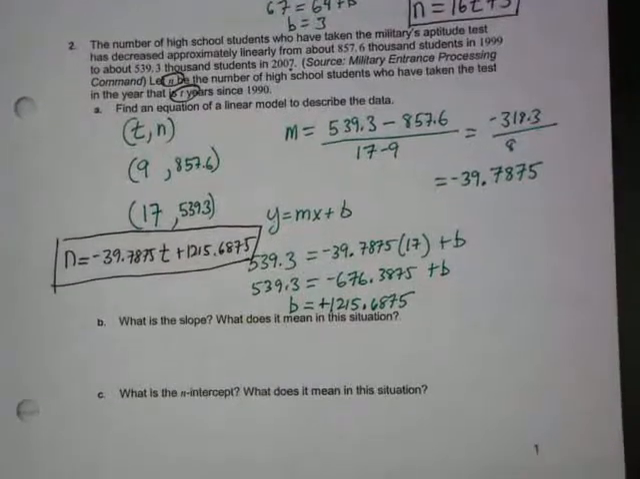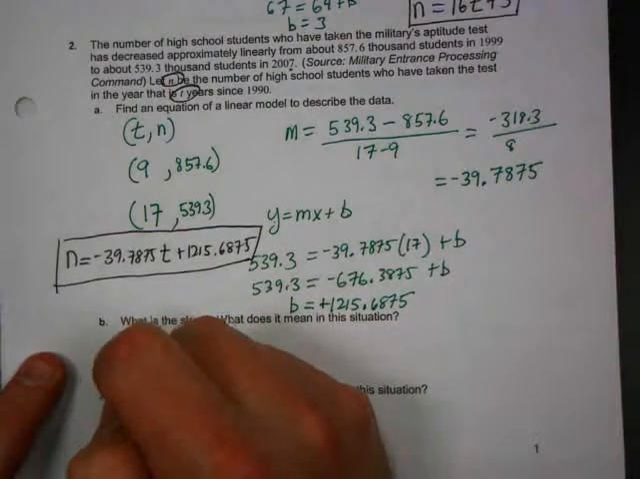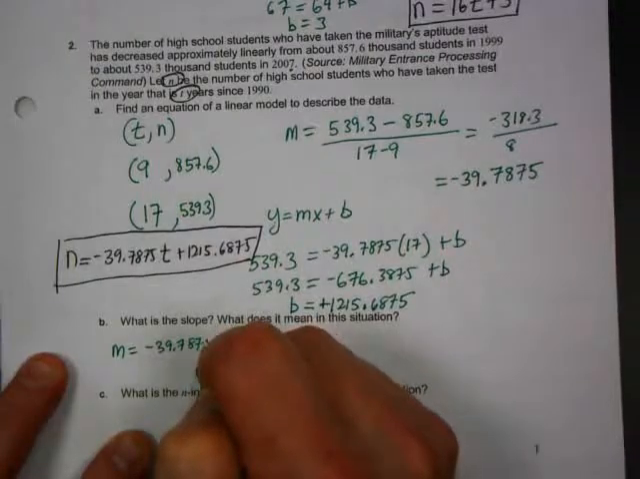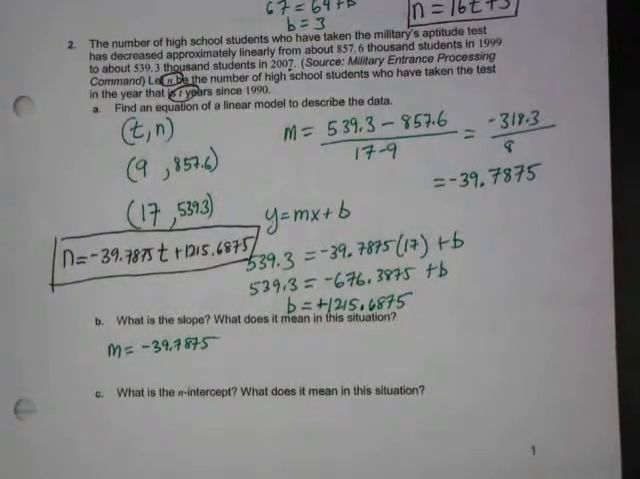All right, well, this one has some more questions. What is the slope? M equals negative 39.7875. Is it okay if we leave it at negative 318.3 over 8? It's fine if you leave it as negative 318.3 over 8. Again, MyLab would probably mark that wrong, but it would be okay.